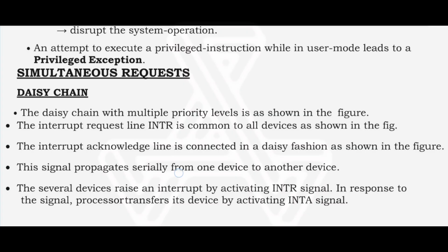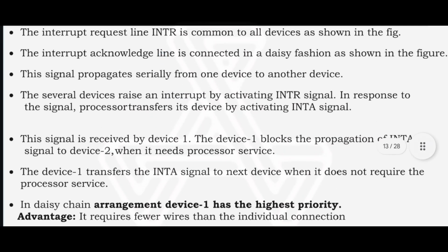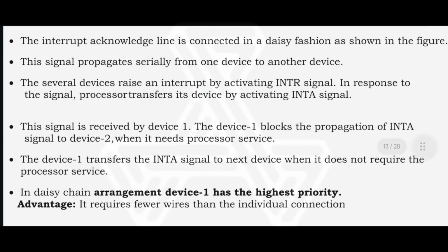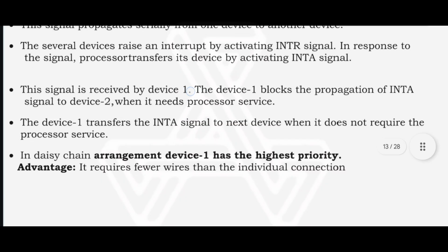Several devices raise an interrupt by activating the INTR signal. In response to the signal, the processor responds by activating the INTA signal. This signal is received by device 1. Device 1 blocks the propagation of the INTA signal to device 2 when it needs processor service. Device 1 transfers the INTA signal to the next device when it does not require processor service. In the daisy chain arrangement, device 1 has the higher priority. It requires fewer wires than individual connections.